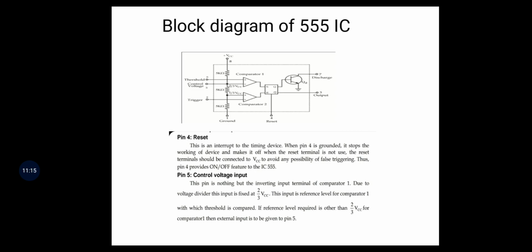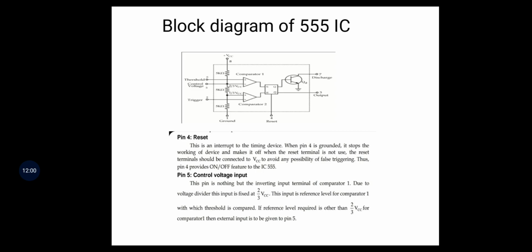Here the pin is nothing but the inverting input terminal of comparator 1. Due to the voltage divider, this input is fixed at 2/3 VCC. This input is the reference level for comparator 1 with which threshold is compared. If the reference level required is other than 2/3 VCC for comparator 1, then an external input is given to pin 5. If you want, give the extra voltage.